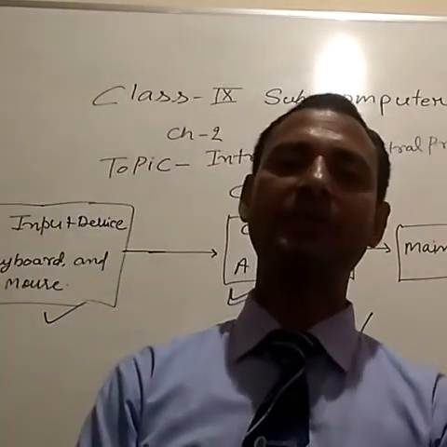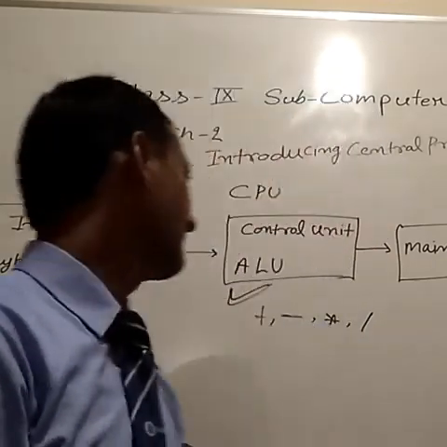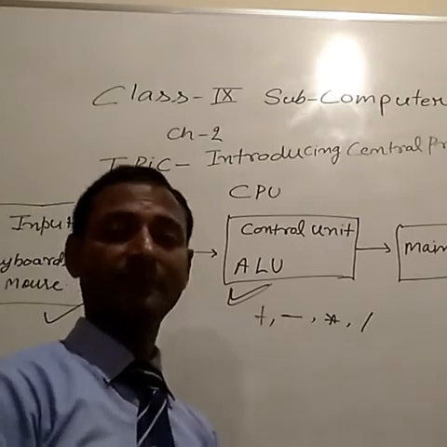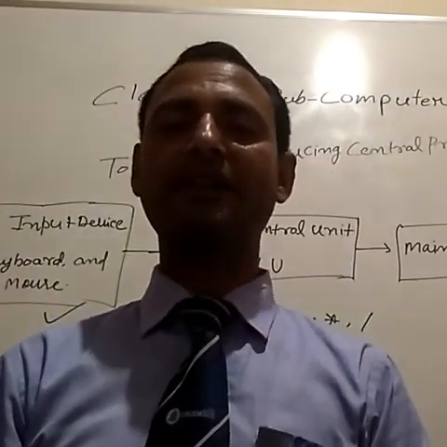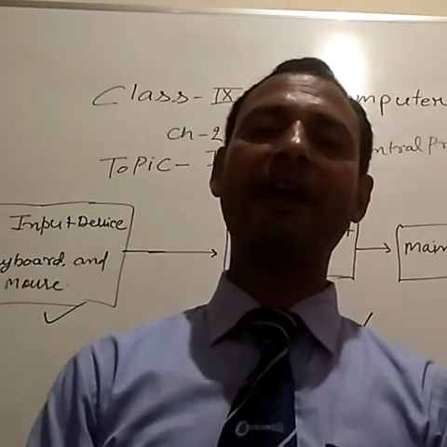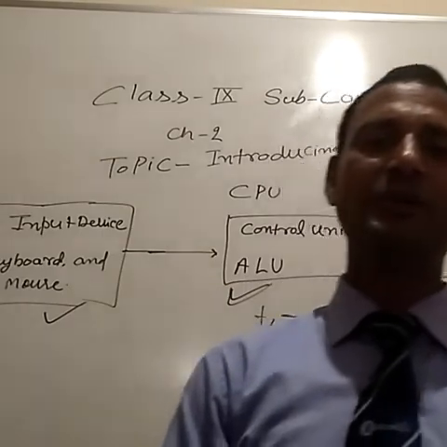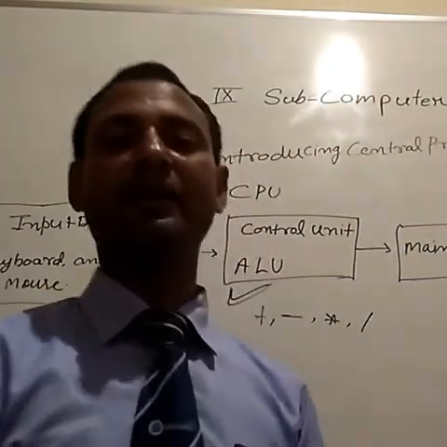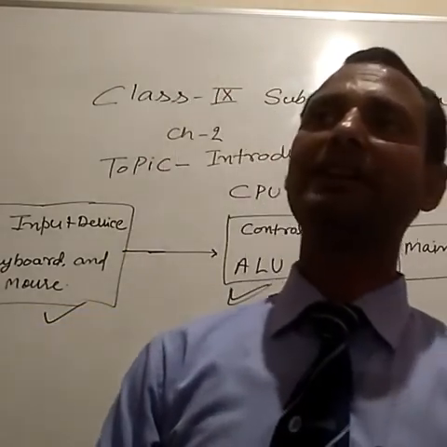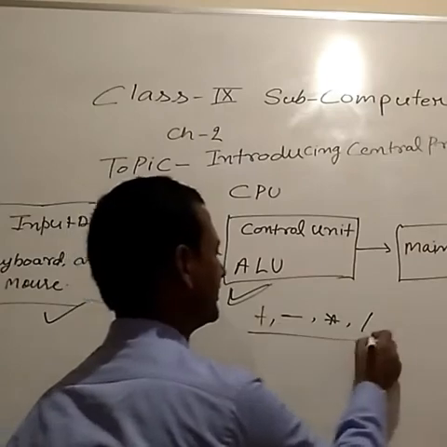Suppose we have to calculate some numbers: we sum by the plus operator, we subtract the values through the minus operator, we multiply to find the product of the numbers, and we divide some numbers using the divide operator. This is called the arithmetic unit.